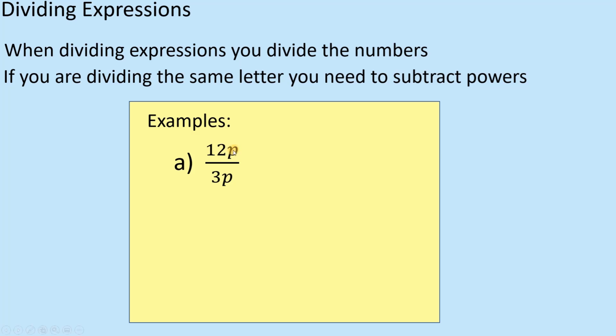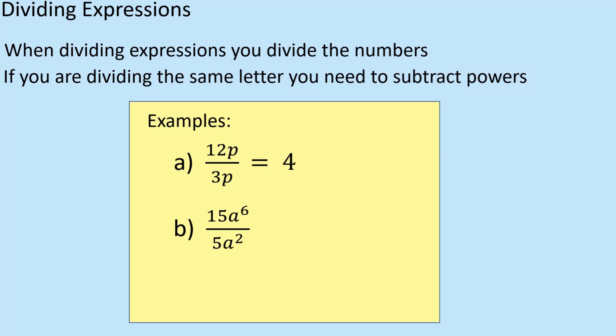But essentially, when I do p divided by p, it's 1, and when I times anything by 1, it's exactly the same thing. So it tends to disappear, all right? So in this case, I do 12 divided by 3, which is 4, and then the p's cancel each other out, so you're just left with 4, all right?